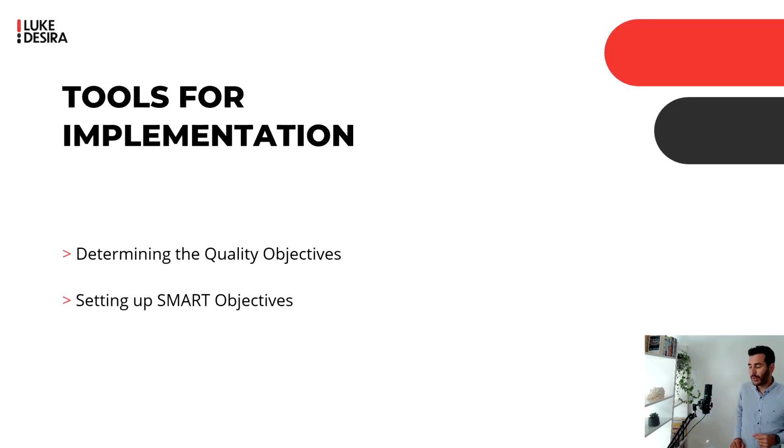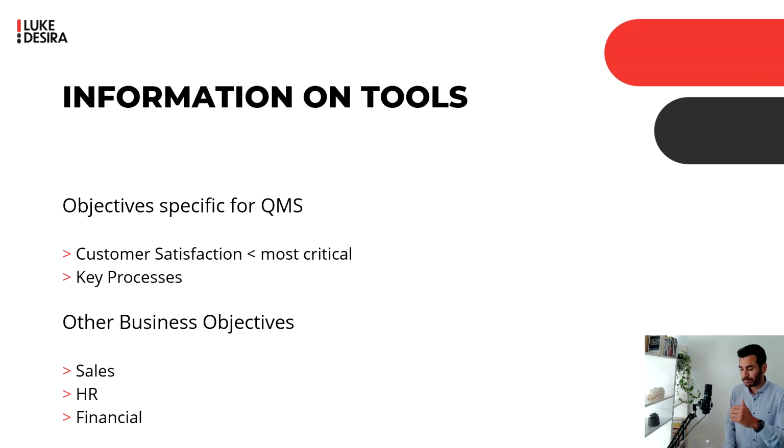So, what will we need to do to implement this particular requirement within the standard? First of all, we need to determine what type of quality objectives for ISO 9001, or environmental objectives, or health and safety objectives, or information security objectives, or energy management objectives. For all types of ISO management systems, we'll need to define what objectives we want to track. And secondly, we need to set up smart objectives.